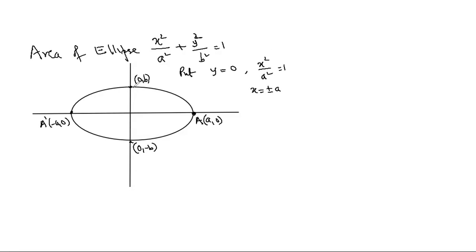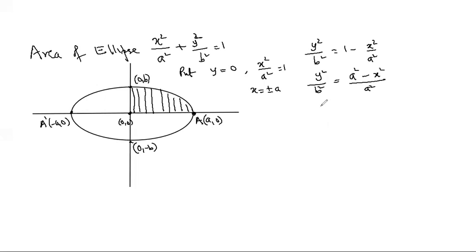Now I need to integrate y from this point to this point. So if I integrate y from 0 to a, I'll get 1/4 of the area of the ellipse. So I'm going to directly make y the subject. y square upon b square is 1 minus x square upon a square, which is a square minus x square upon a square. So y square is equal to b square into a square minus x square upon a square. So y is b by a into root of a square minus x square.